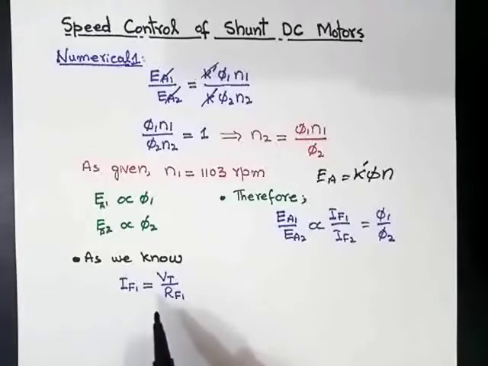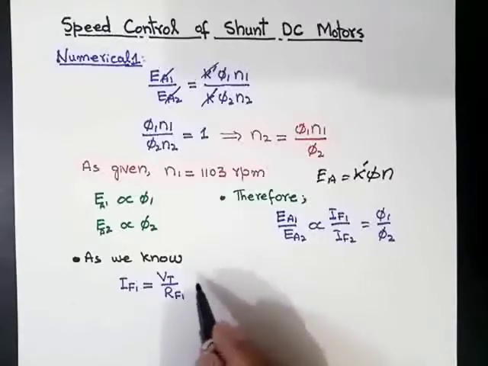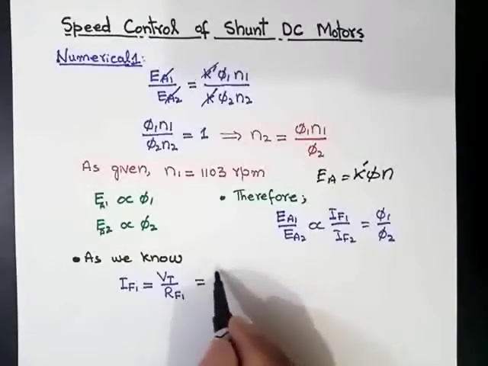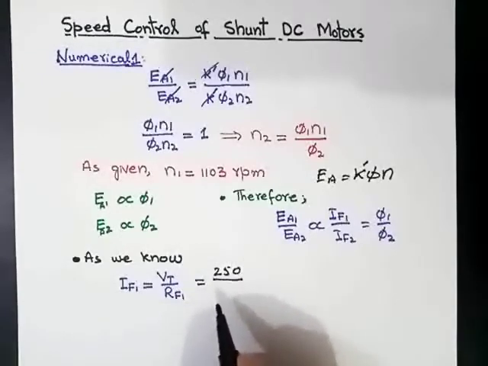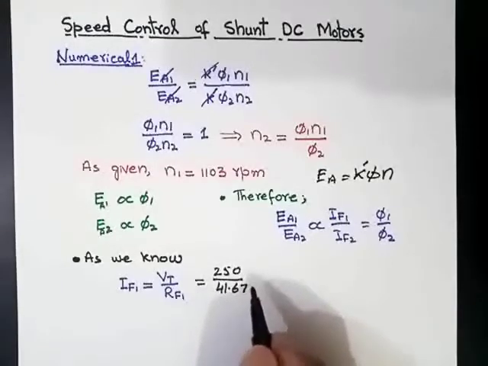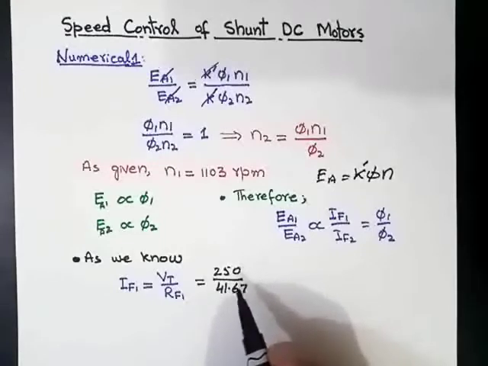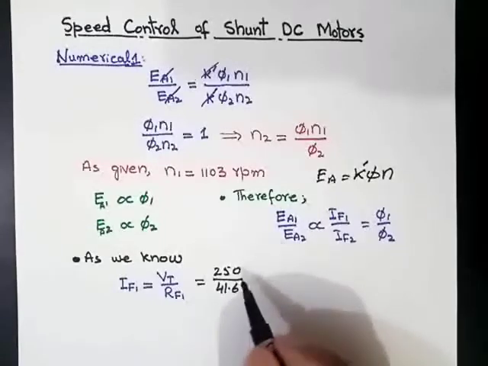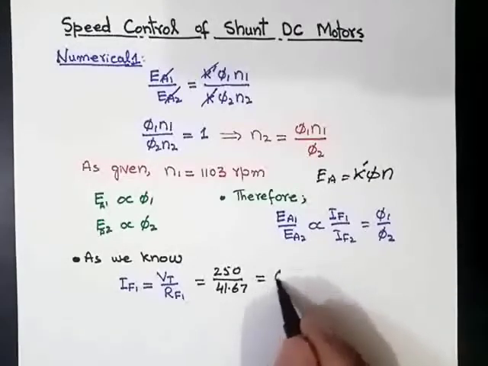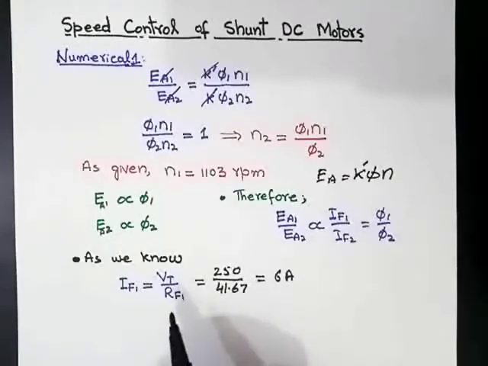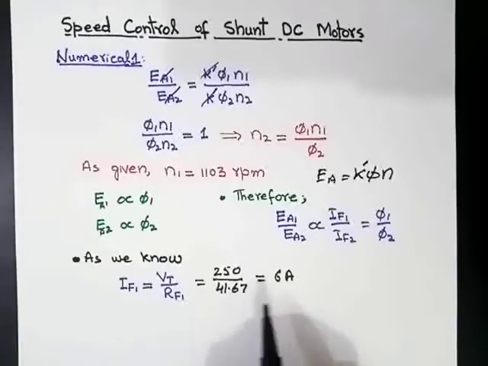As we know, IF1 is equal to VT over RF1. The value of VT given in this particular problem is 250 volt. And the initial value of RF given in this particular problem is 41.67 ohm. By dividing these two parameters, we get IF1 is equal to 6 ampere. That is the field current due to field resistance equal to 41.67 ohm is 6 ampere.